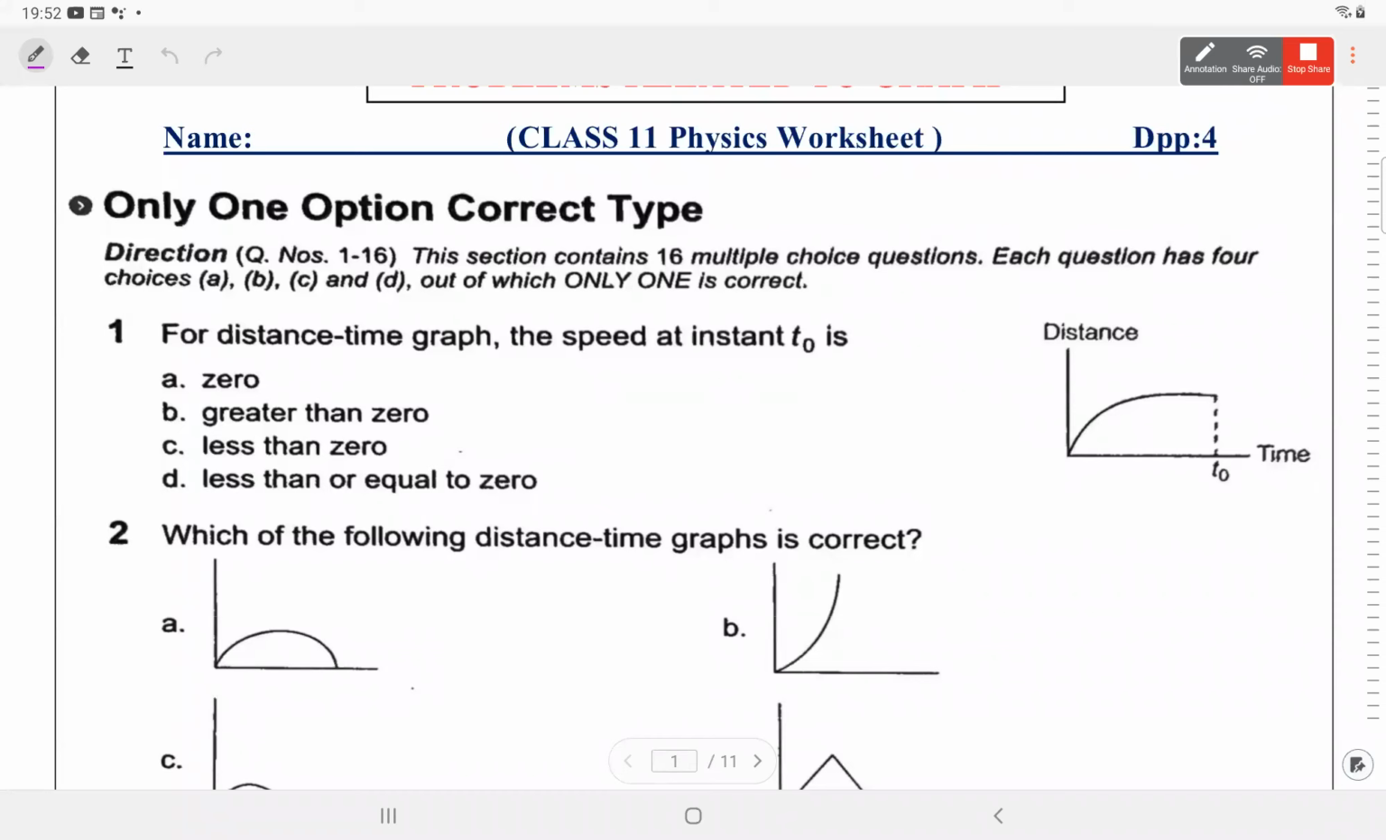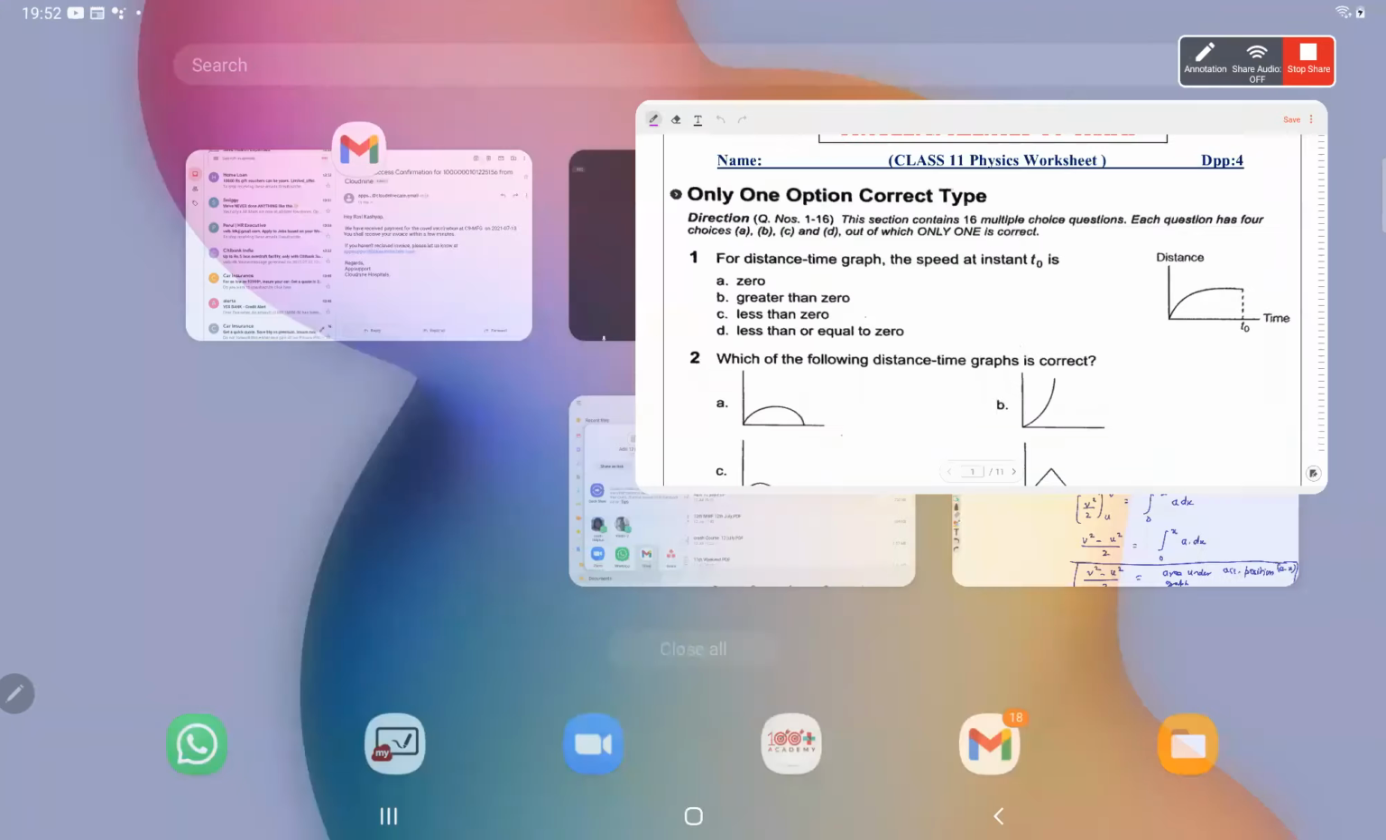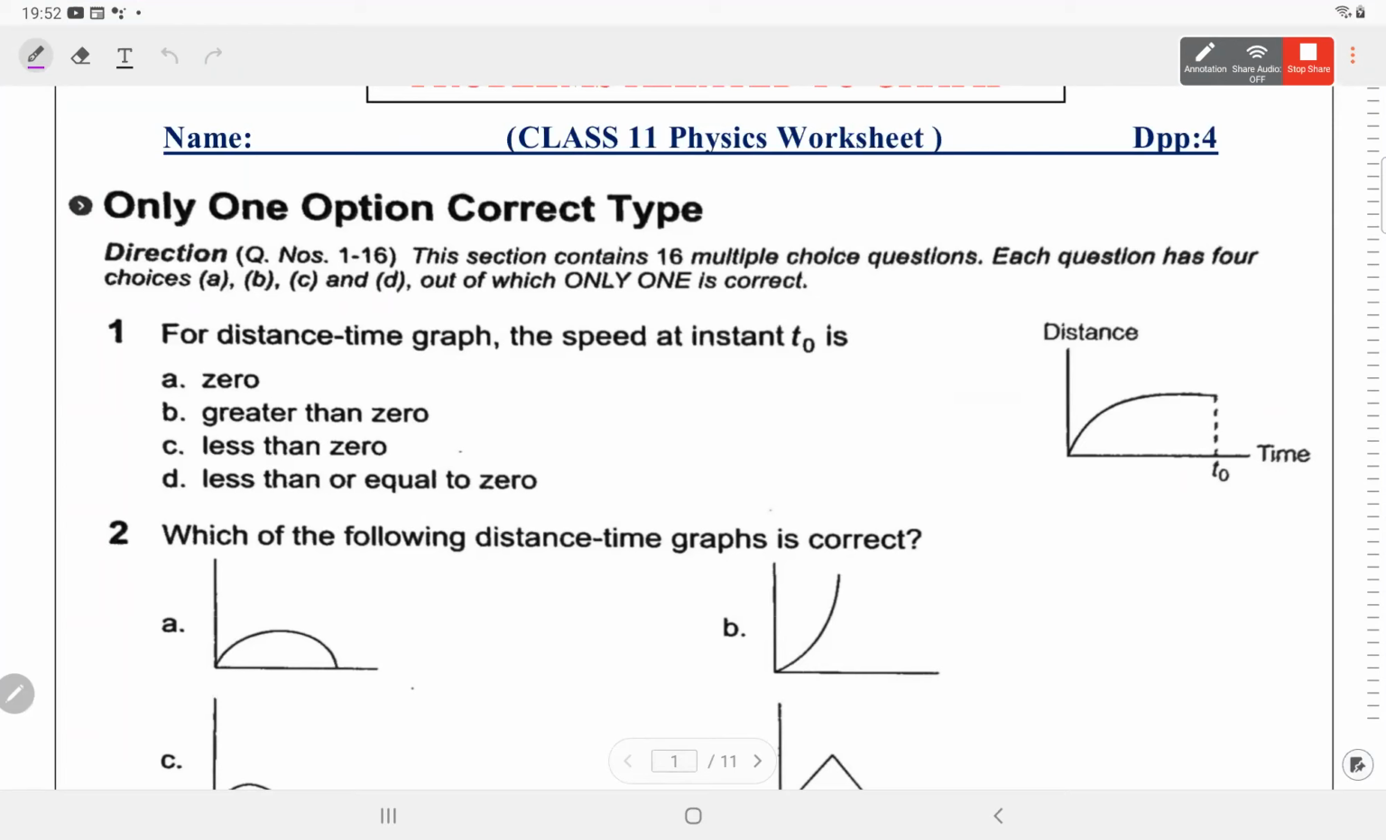Okay, so it's better if all of you, one by one, can tell. For the distance time graph, speed at instant t naught. Aditya, at t naught, how will we calculate the speed from the distance time graph? What should be the method? Is it the slope or is it the area?